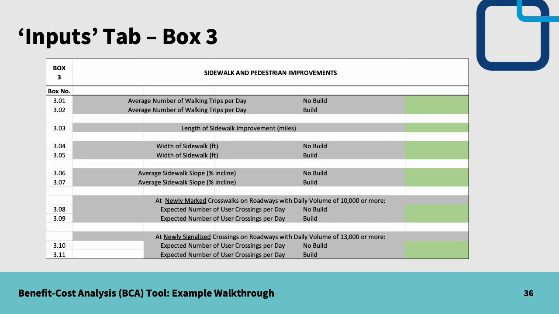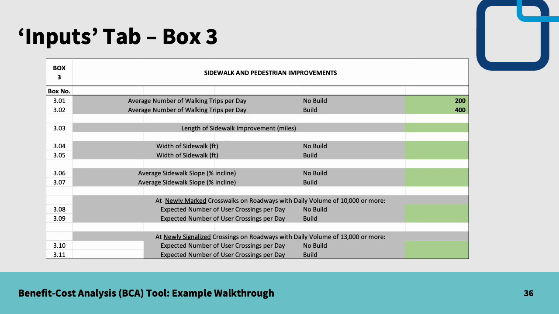So, Box 3 first, we need average number of daily walking trips with and without the path. We've entered here that there are 200 trips per day without the project, and we estimate an increase to 400 with the improvement. For more information about how to estimate the number of trips with a project, please see the 4th video in this training series, which covers trip estimation.